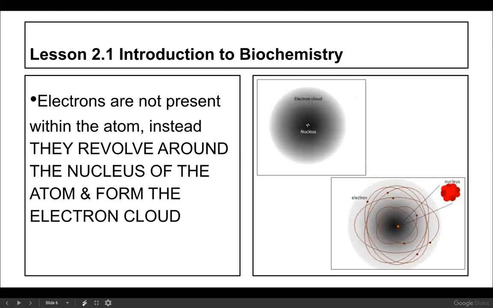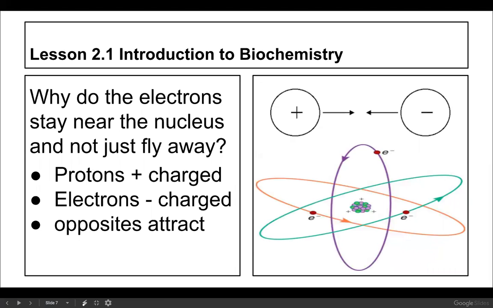Electrons are not present within the nucleus of the atom. Instead, they revolve around the nucleus and form what is known as the electron cloud. What keeps them close is the charge of the positive protons. They're negative, and opposites attract, so they tend to be held close to the nucleus and not jump around unless a chemical reaction takes place. Why do the electrons stay near the nucleus and not just fly away? Because of the charge. Protons are positively charged, electrons are negatively charged, opposites attract.